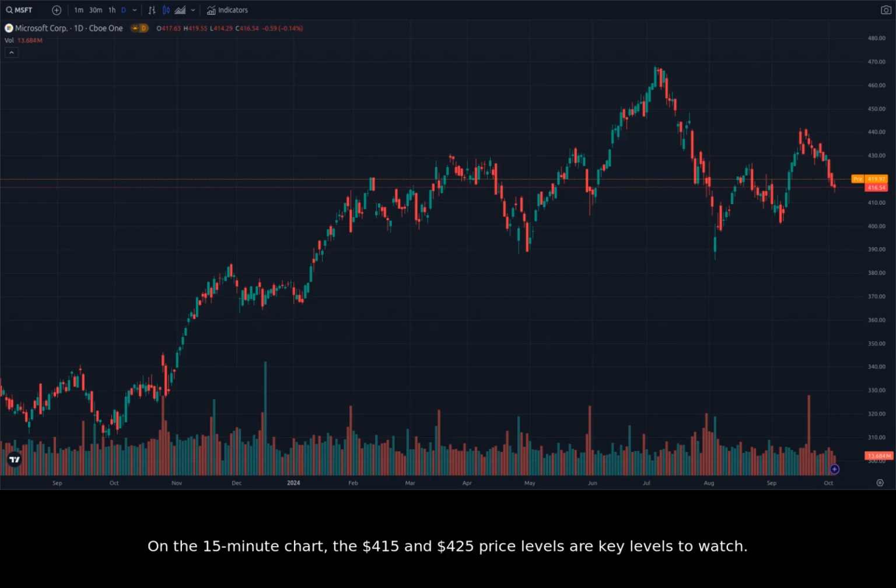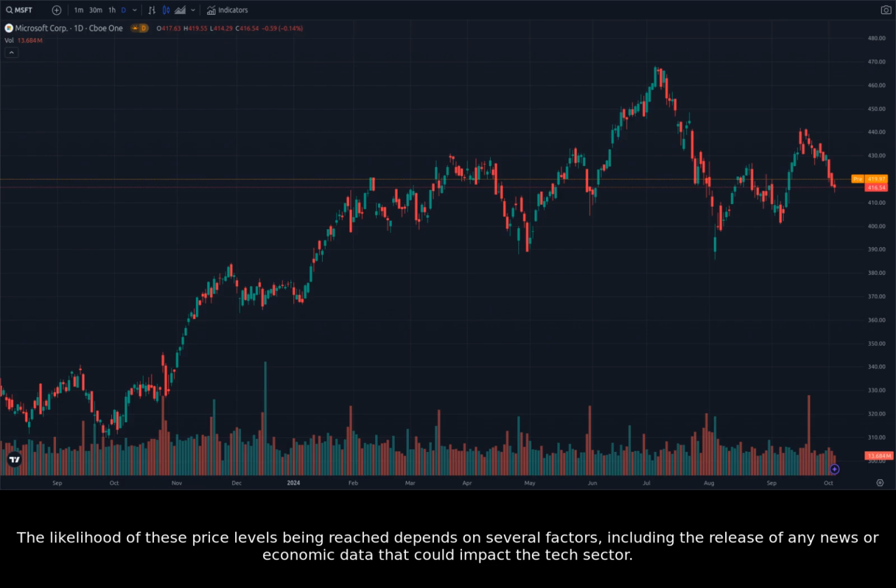On the 15-minute chart, the $415 and $425 price levels are key levels to watch. A breakout above $425 could signal a short-term rally, while a break below $415 suggests a continued decline. The likelihood of these price levels being reached depends on several factors, including the release of any news or economic data that could impact the tech sector.